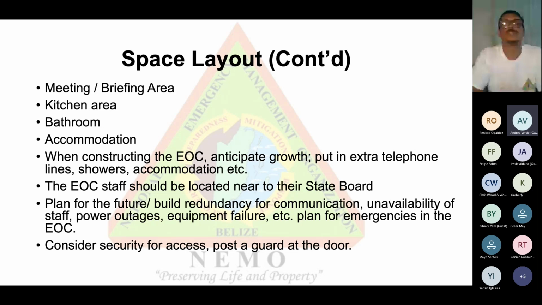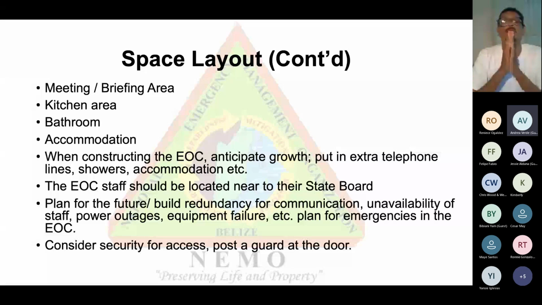Plan for the future, build redundancy for communication. Like I explained, whatever mechanism is out there for communication, we will use it, whether it's radio, TV, definitely VHF, phone, WhatsApp, whatever way we can communicate. So that redundancy is there in terms of communication. Again, I say it's kind of like the lifeblood of the operations of the EOC.